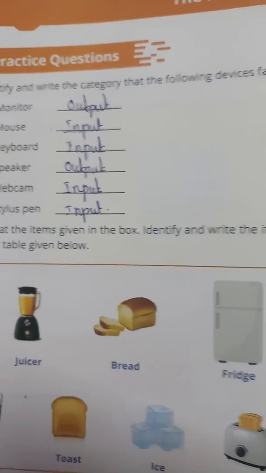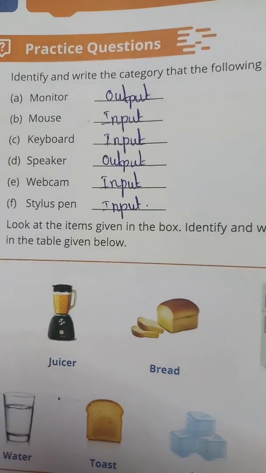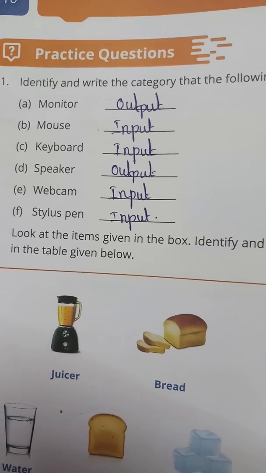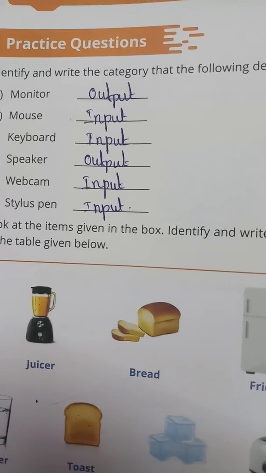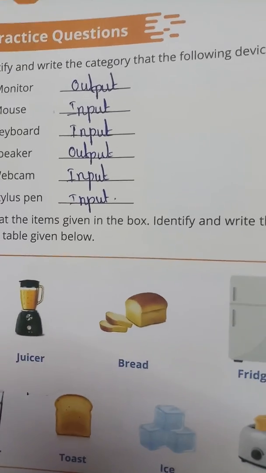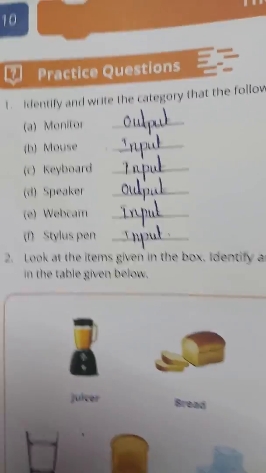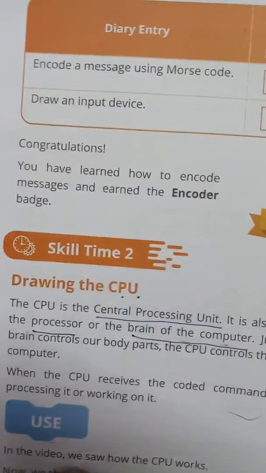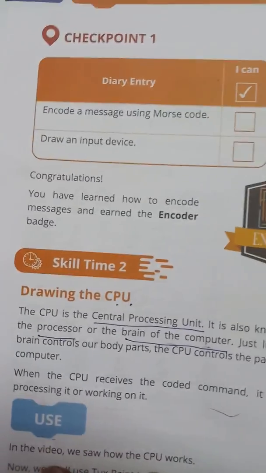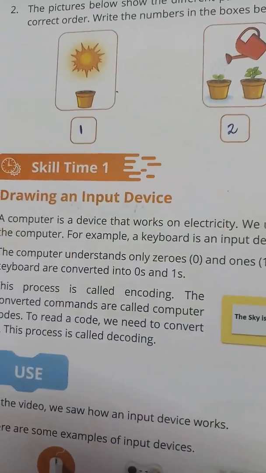So what is the abbreviation of IPO? Input, process, output. What are the input devices? Keyboard, mouse. The process will happen in the CPU and the output will be displayed on the monitor. So what are the coded commands? Zeros and ones are the coded commands. What is the abbreviation of CPU? Central Processing Unit. It is called the processor or the brain of the computer.